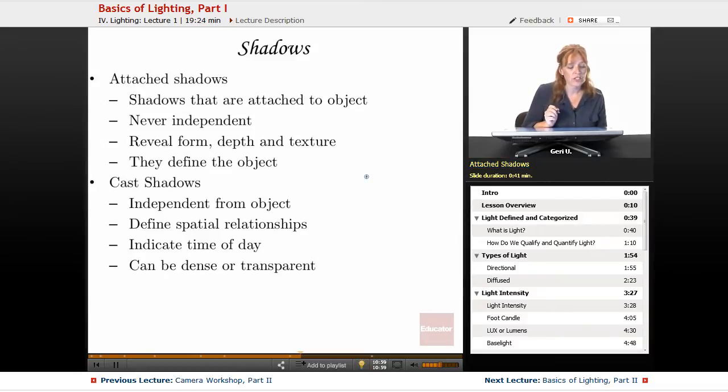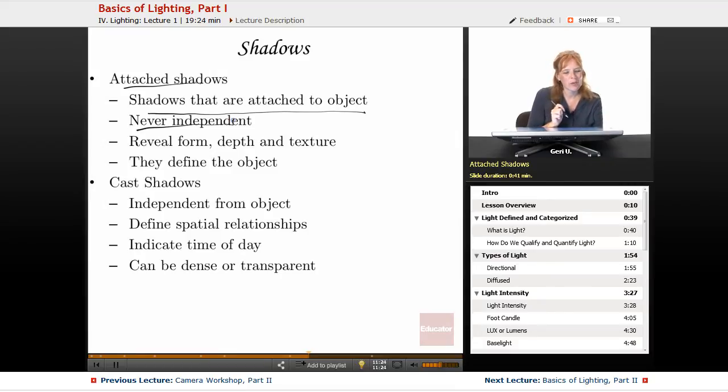So the attached shadow is the shadow that is actually on the subject. In this case it would be my face. So any shadows that might be around underneath my eyes or underneath my chin or on my neck. So attached shadows are shadows that are actually attached to the object. When I say object, I'm also referring to people, subjects. Attached shadows are never independent. When the object or the person moves, so does the shadow.